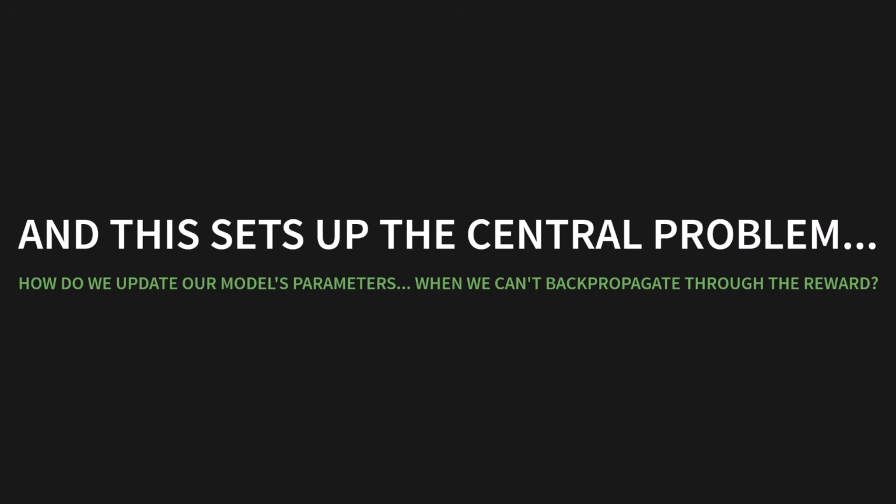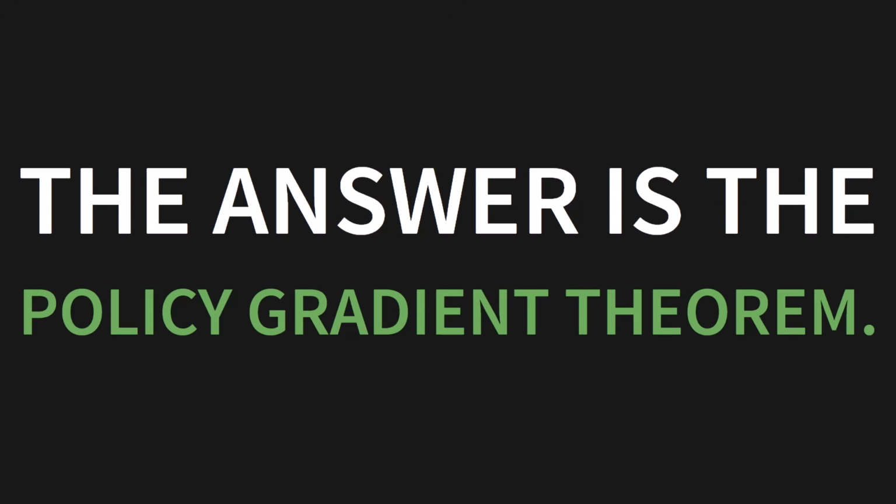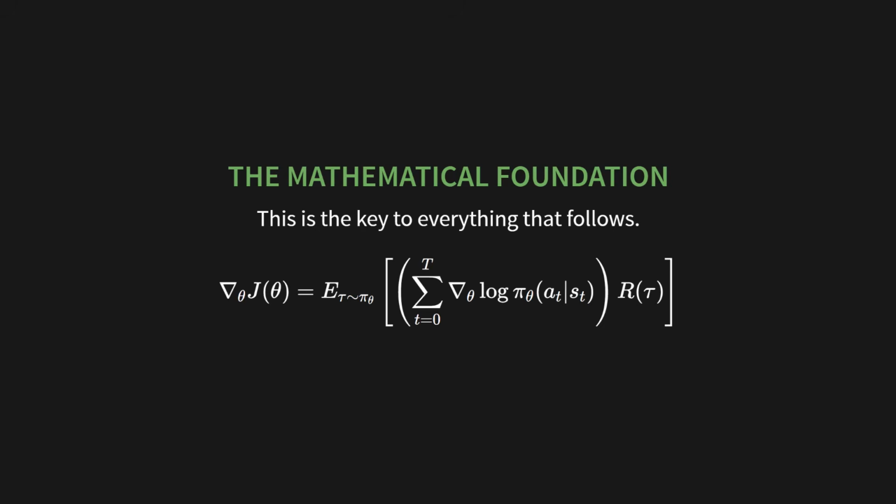So, how do we solve this impossible problem? The answer is the policy gradient theorem. This is the mathematical foundation for everything that follows. Now, on the screen you're seeing a big, scary-looking formula. Gradient of J of theta equals an expectation of a sum of gradients of log probabilities times a reward.